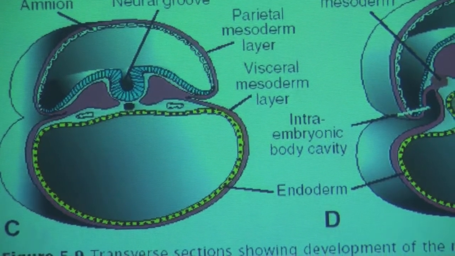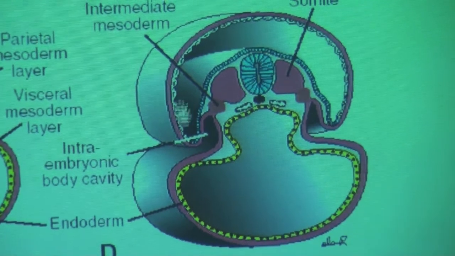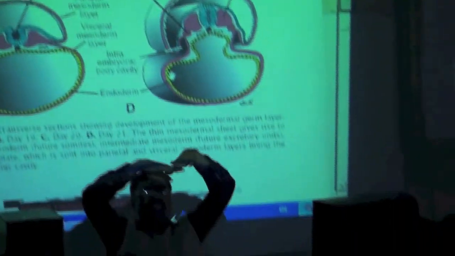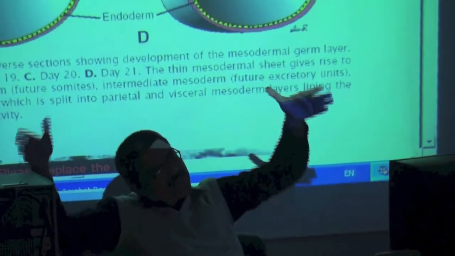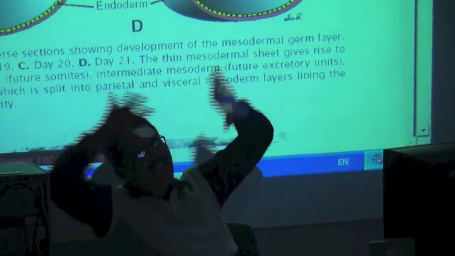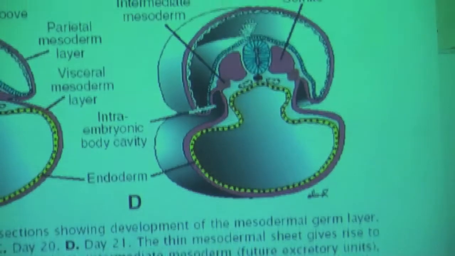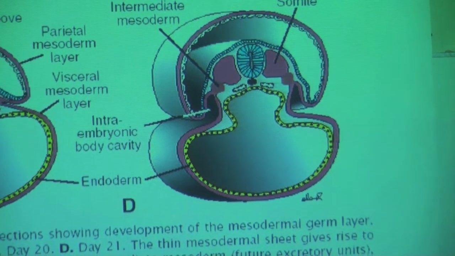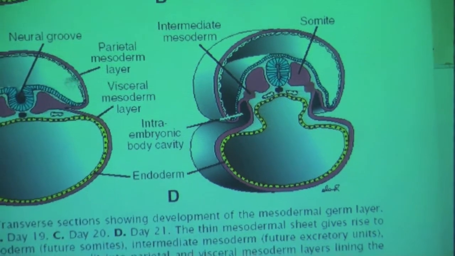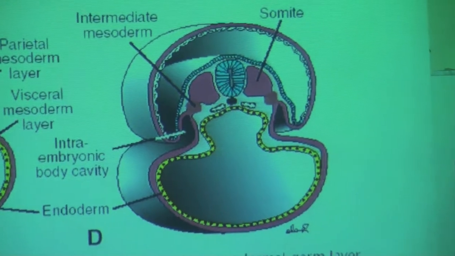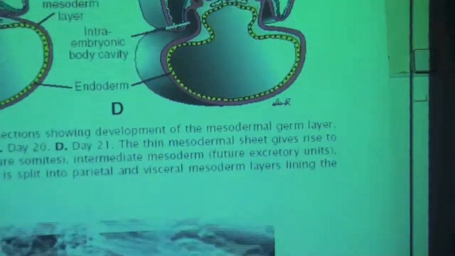Now see what happens. In the fourth week, folding occurs. The embryo initially is like a plate. Now this plate bends horizontally and vertically. You can see this straight plate is bending, coming down. When it comes down, it pushes the yolk sac.